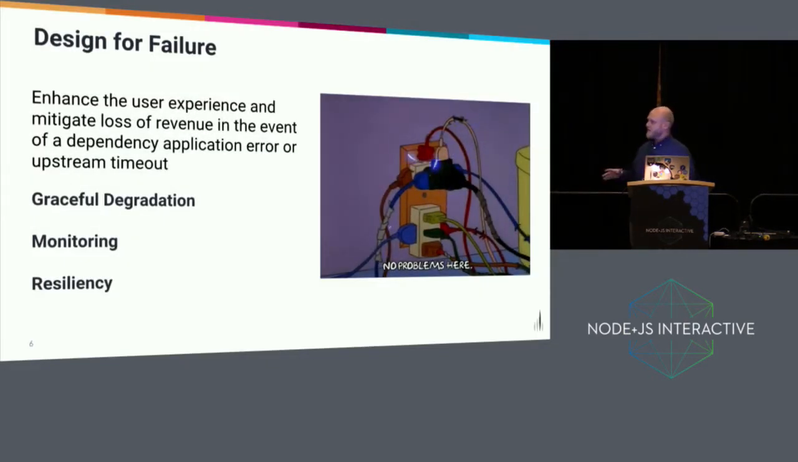Microservices have many interdependent services, and it should be expected that any one of these dependencies can and will fail at some point. There are multiple ways of designing for failure, and therefore multiple reasons for doing so, but for the purposes of this talk, we're aiming to avoid degrading the user's experience and preventing loss of revenue. We can do that with these three here: graceful degradation, monitoring, and resiliency.